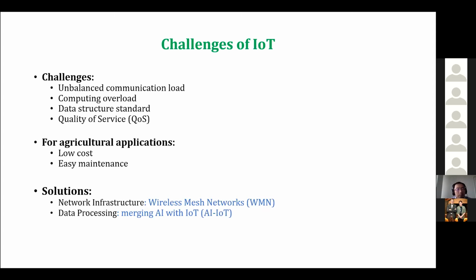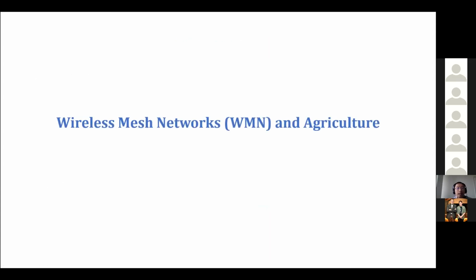So how to cope with these two challenges? In the next few slides, I'm going to use two techniques. They are called wireless mesh network and IoT, to cope with these problems. Okay, first of all, let's take a look at wireless mesh network and agriculture.